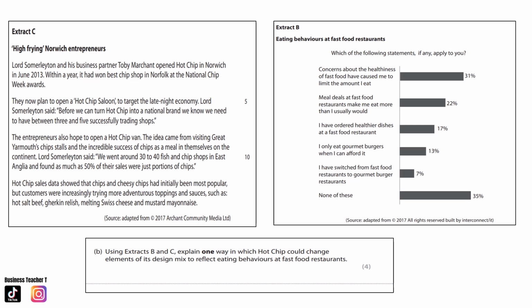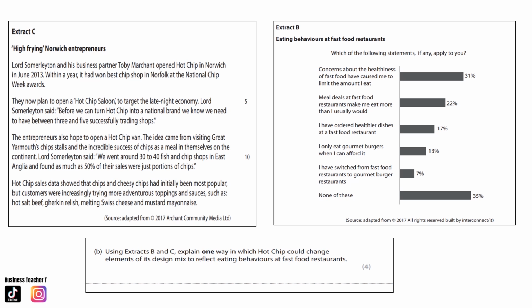The idea came from visiting Great Yarmouth's chip stalls and the incredible success of chips as a meal in themselves on the continent. Lord Somerton said, "We went around 30 to 40 fish and chip shops in East Anglia and found as much as 50% of their sales were just portions of chips." Hot Chip sales data showed that chips and cheesy chips had initially been most popular, but customers were increasingly trying more adventurous toppings and sauces such as hot salt beef, gherkin relish, melting Swiss cheese and mustard mayonnaise.